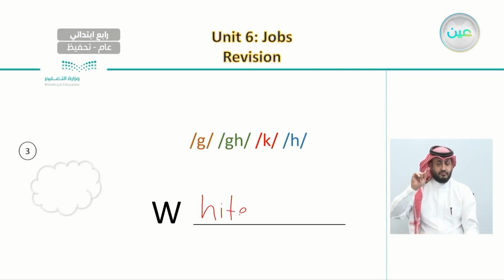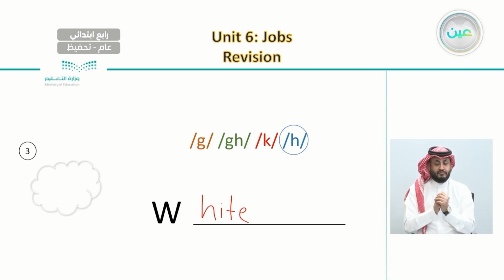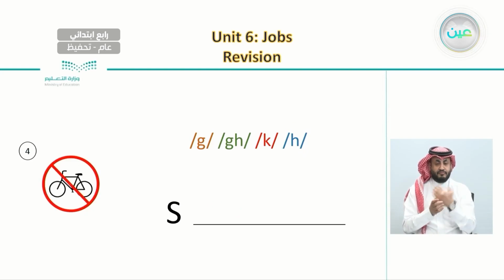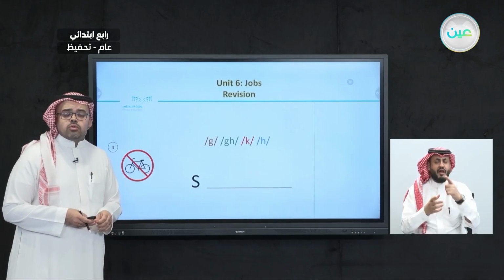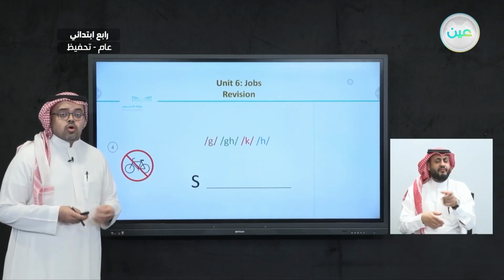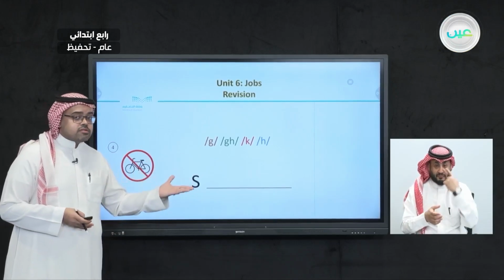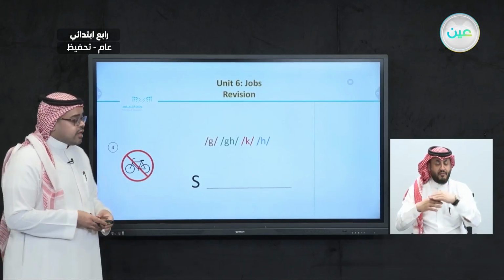So from this word white, the silent letter is H. The silent letter here is H. So here we write H, but we don't say it. We don't pronounce it. And then here we have number 4. Have a look at this picture. What do you think it represents? Which word? Of course, by looking at the bus stop that we saw in last lesson.